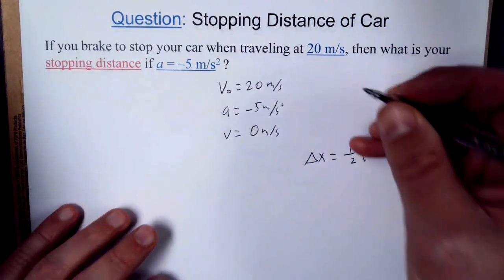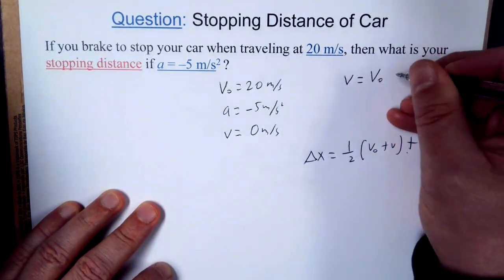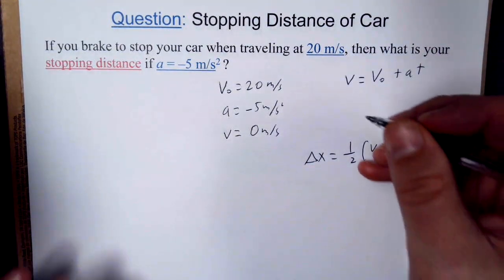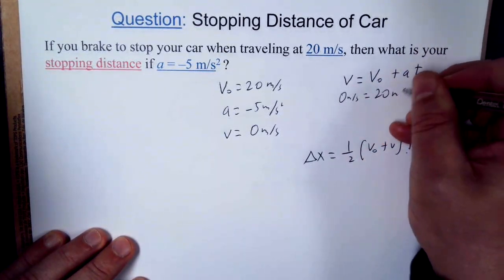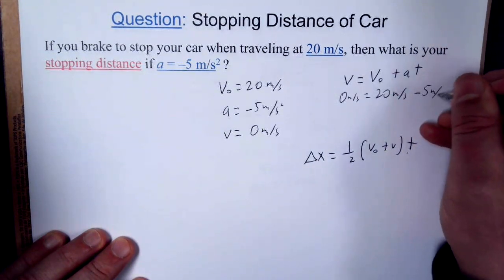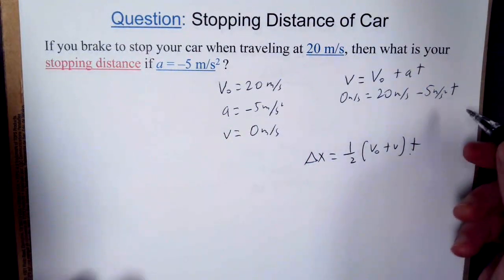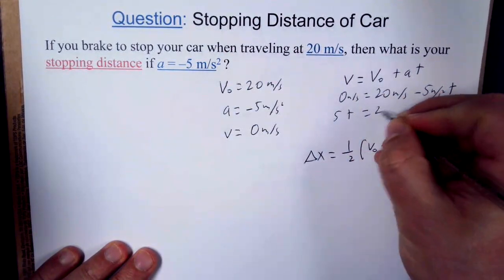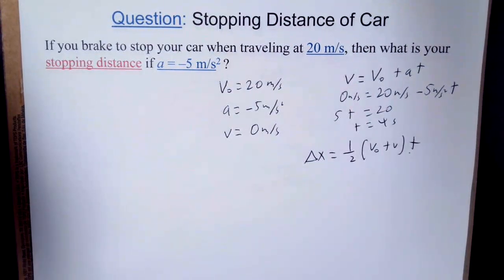To solve for the time, we can use our formula for the change in velocity. The final velocity is equal to the initial velocity plus the acceleration times time. So our final velocity is 0 meters per second, our initial is 20 meters per second, and our acceleration is -5 meters per second squared times t. Then we add 5t to both sides, so this becomes 5t is equal to 20, and that means t is equal to 4 seconds.